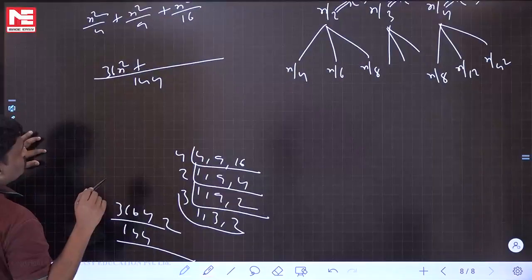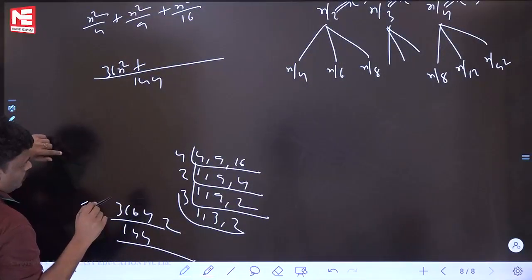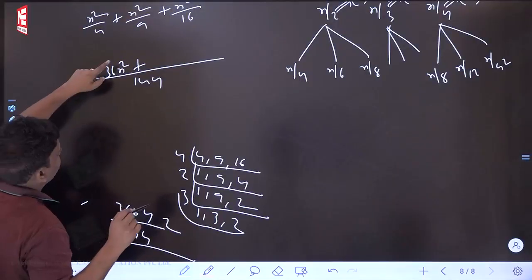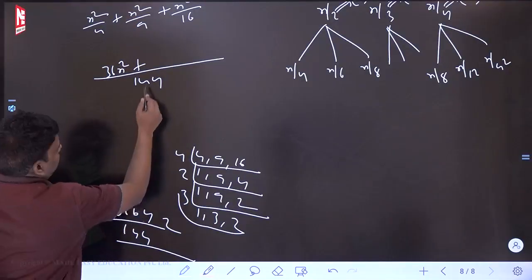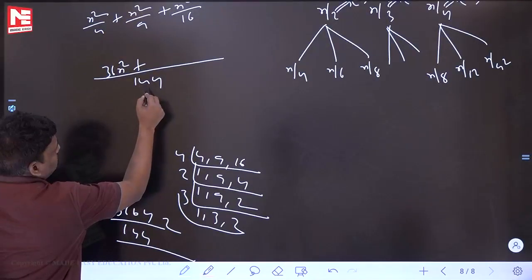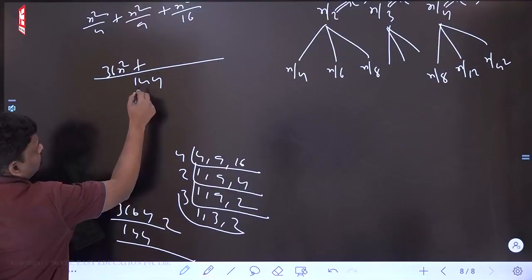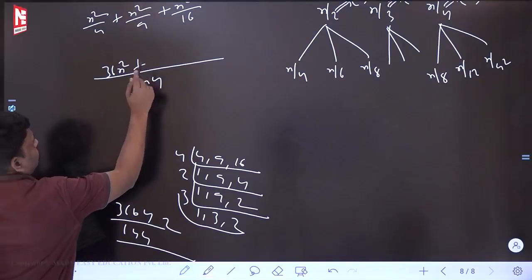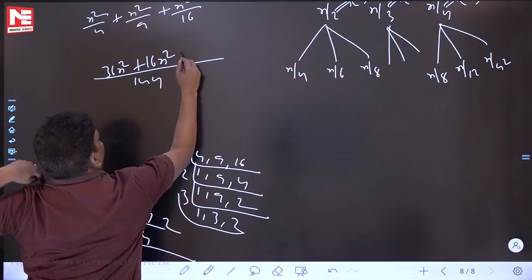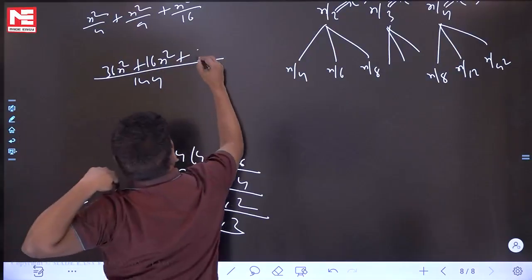Next one. What is this one? 9. Right? So it is going to be 9. How many times will 9 go? 9 once 9. Next one is going to be 9 once 9. 9 6 is 54. I think fine. 16 n square. Next one, it is 9 n square.